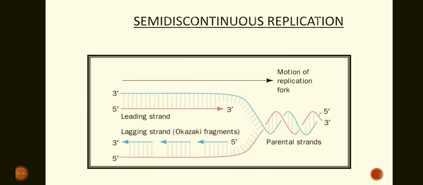Next is semi-discontinuous replication. When the double helix of DNA unwinds, DNA replication on one of the two strands, that is the 3' to 5' strand, can easily proceed continuously in the 5' to 3' direction. This behavior, where the leading strand is synthesized continuously and the lagging strand is synthesized discontinuously, is known as semi-discontinuous replication. As you can see in this figure, the DNA replication in the leading strand is continuous and the DNA replication in the lagging strand is discontinuous.